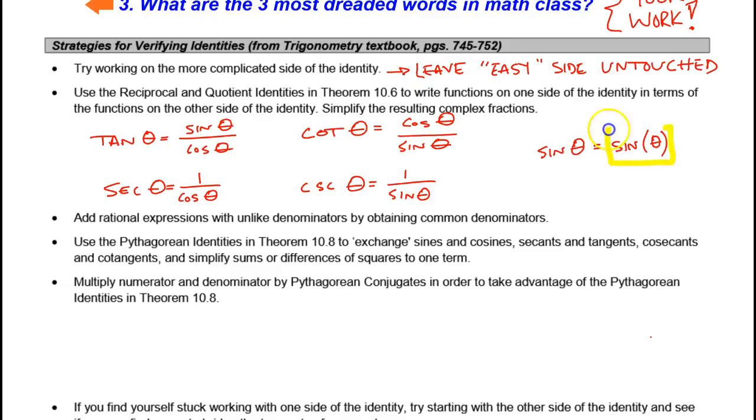This one is the more mathematically correct one, though. You have a function sine, and theta is your input to the function. So this is the more correct way to write it. Sometimes I choose to write it this way just to consolidate space and consolidate characters.